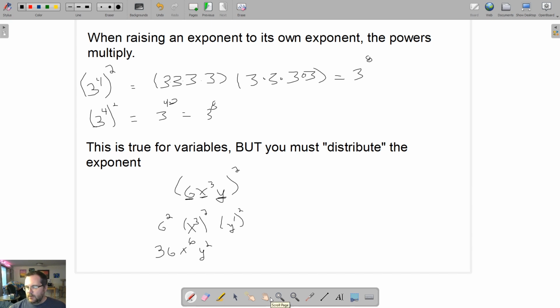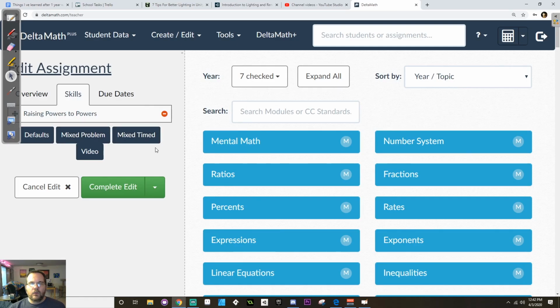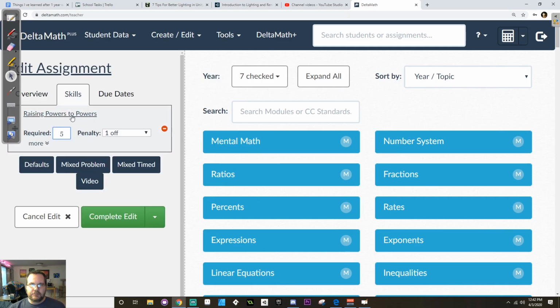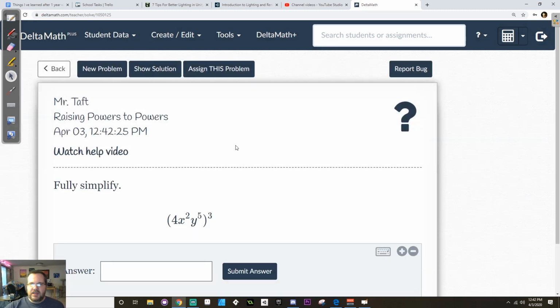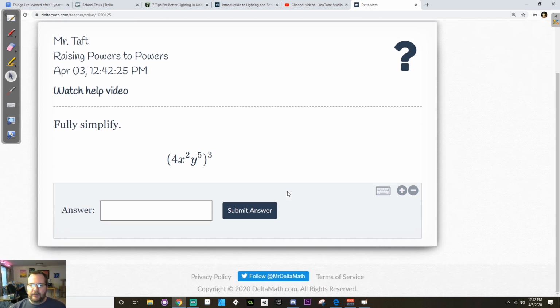Let's take a look at how this is going to work as far as Delta Math goes. Your assignment for today is going to be just 5 of these examples, and then you'll have a repeat, which is a longer review assignment, tomorrow and Wednesday. So this week is all powers to powers.